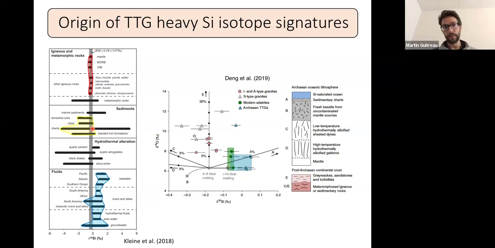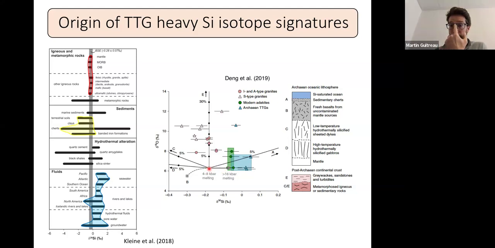So what if, when you melt the mafic source of TTGs, you add a little bit of chert to be able to account for these heavy signatures. So this is what we modeled here. So if we start from a fresh basalt, which is here, if you melt it, depending on the residue and the pressure, you will get silicon isotope compositions approximately around minus 0.2 per mil. If the melting occurs deeper, you can increase slightly the isotope composition.